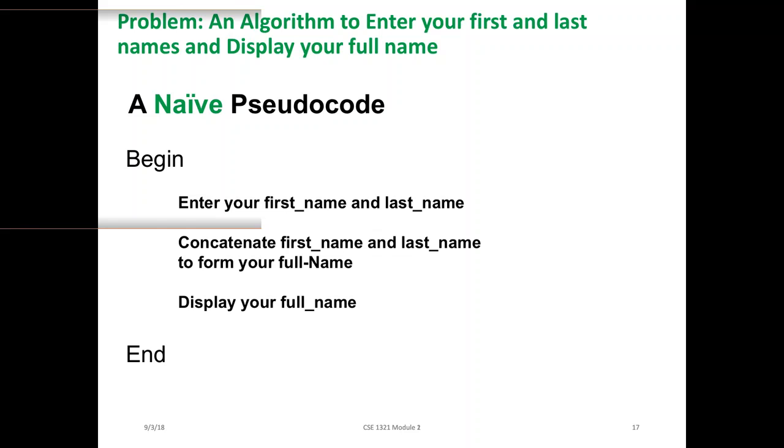So what are my inputs here? Input is enter your first name and last name. These are inputs, right? And what is my output here? Display your full name. Display is an operation. Full name is the output, the expected result, right? Yes. And what operations are there over here? Concatenate. Concatenation is the operation, right? Yes.